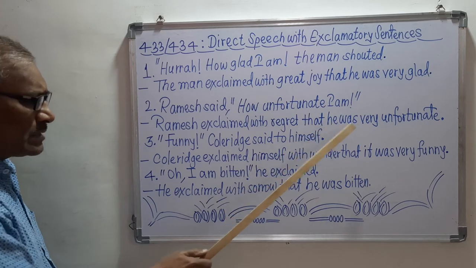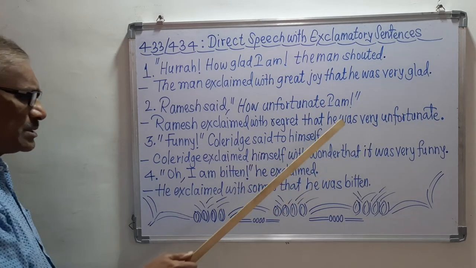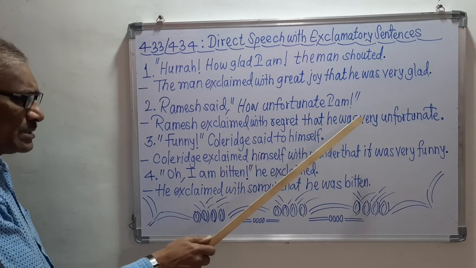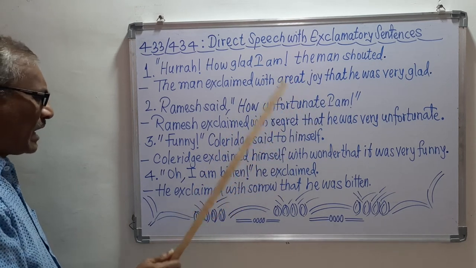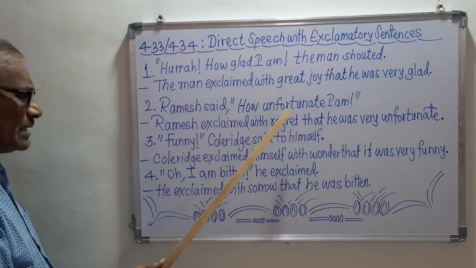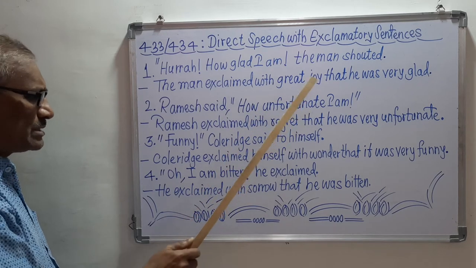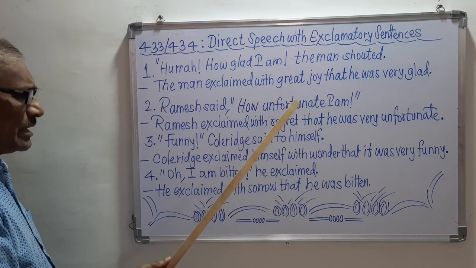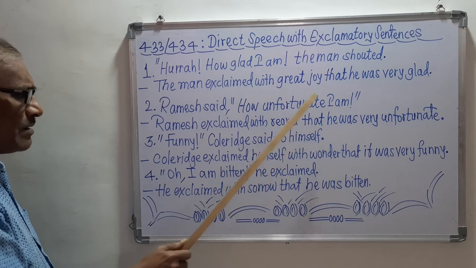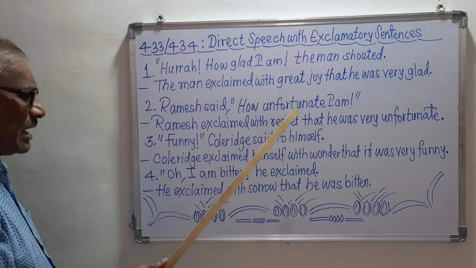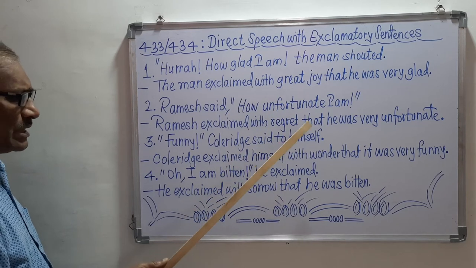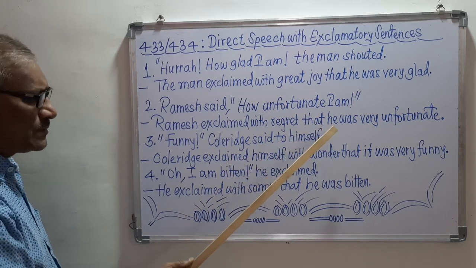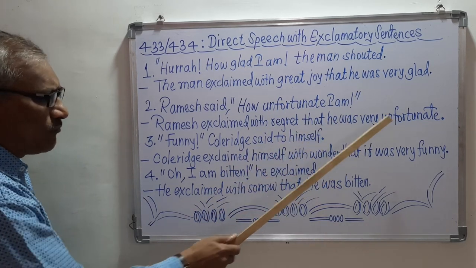Now, he was very unfortunate. This is the assertive sentence. It means "how unfortunate I am." I have made the assertive sentence of "how unfortunate I am," and the assertive sentence has become "I am very unfortunate," and this "I am very unfortunate" has been turned into indirect speech, and it has become "he was very unfortunate."